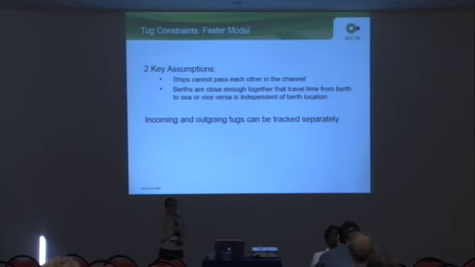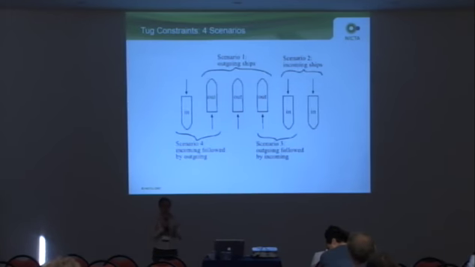But if these two assumptions apply, then that means that incoming and outgoing tugs can be tracked separately. So this allows us to split a sequence of ships into 4 different scenarios. And in each scenario, we can model the tug constraints separately and they don't affect each other. So we either have a set of outgoing ships one after the other, or a set of incoming ships, or we have an outgoing ship followed by an incoming, or vice versa.